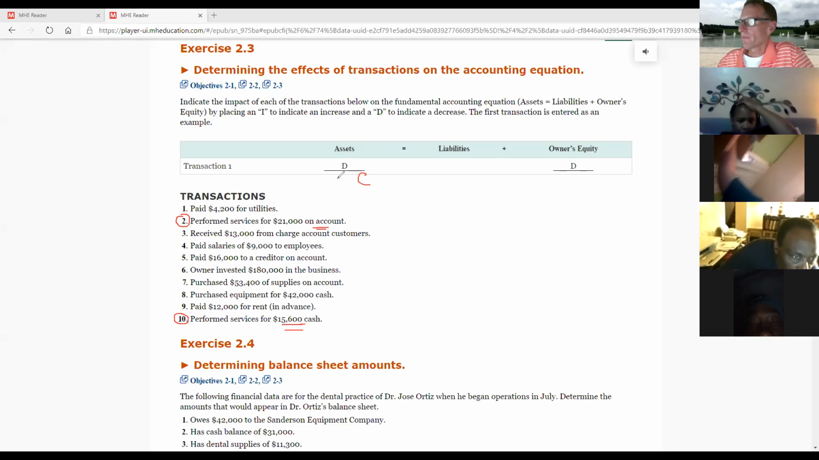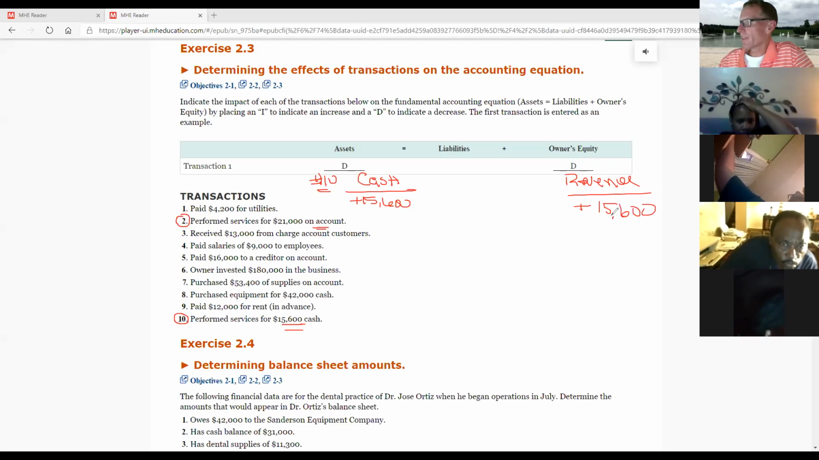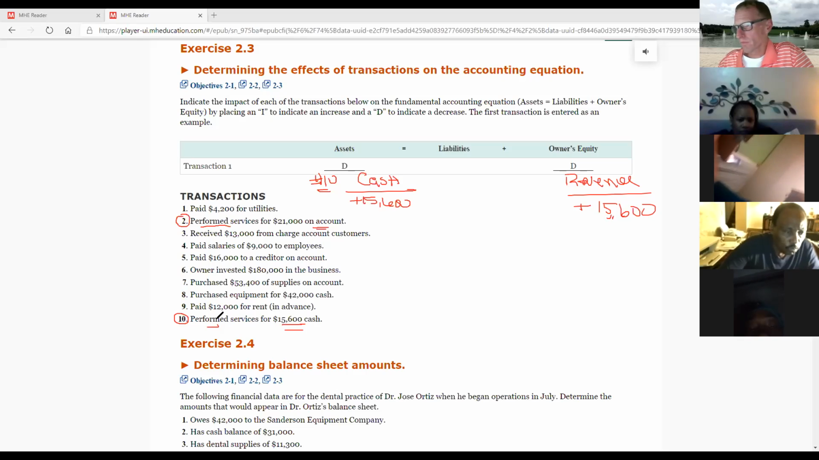On that one, again, this is number 10, you would have cash. You'd say plus 15.6. And then you'd have revenue plus 15.6. See how it's essentially the same thing, except you have cash instead of accounts receivable. But notice they word it pretty much the same way. Perform services is going to be revenue, whether it's cash revenue or credit revenue. Okay.